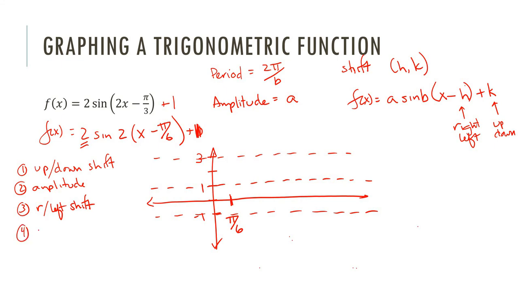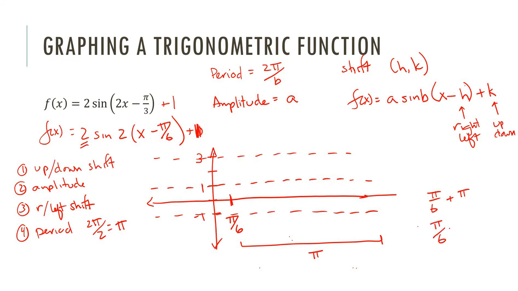The last thing I want to do is my period length. And we said the period is 2 pi over b, in this case 2, so pi units. So from my pi over 6, I want to go pi units to the right. So if I take pi over 6 and add pi to it, I'm going to keep my denominator: pi over 6 plus 6 pi over 6, a common denominator to add. So 7 pi over 6 is going to be where my period ends.